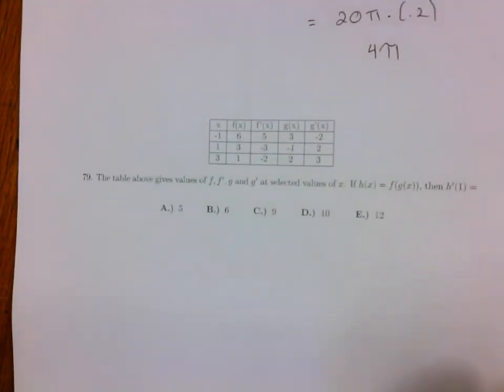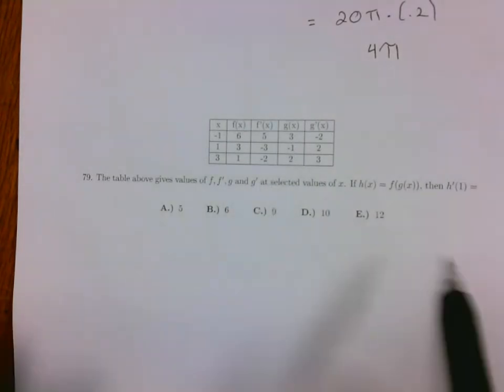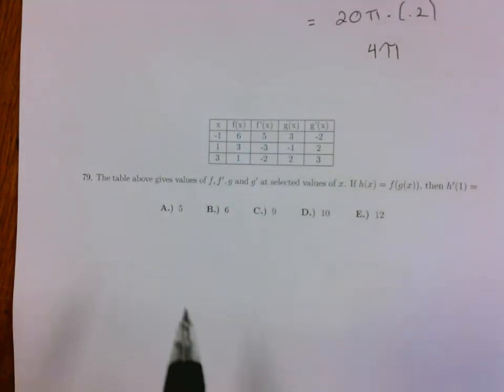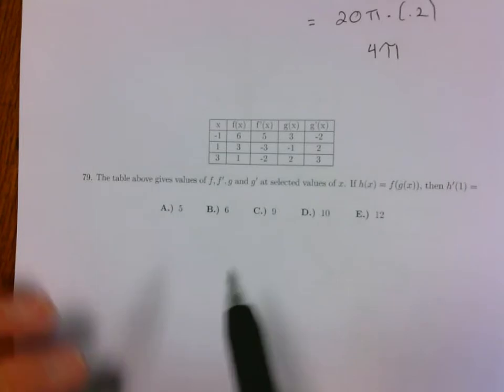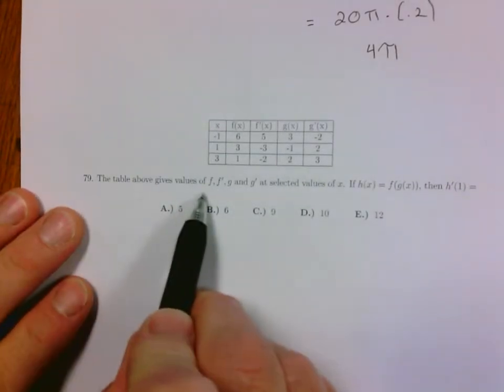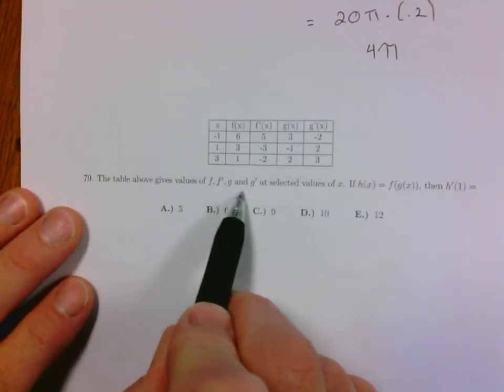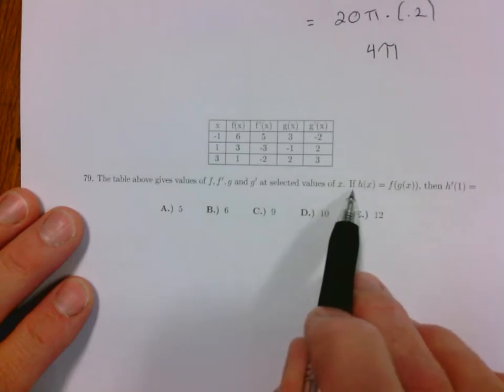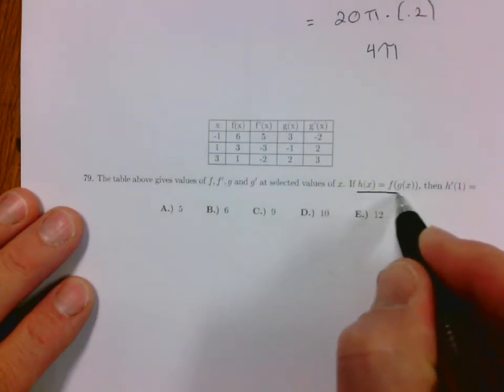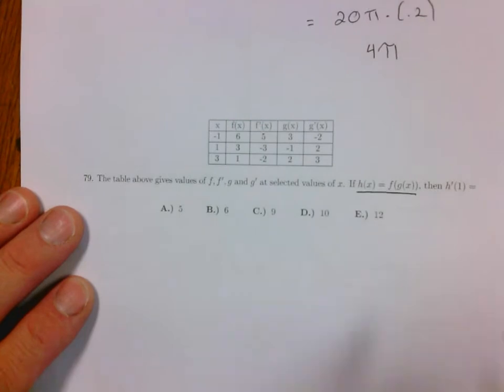Okay, next question. Classic type of a question here. They give you the box, you have to fill it in. This one, when you see it, you should be really happy on the BC exam. Okay, so the table gives the values of f, f prime, g, and g prime at selected values of x. If h of x is equal to f of g of x, then h prime of 1 is equal to what?